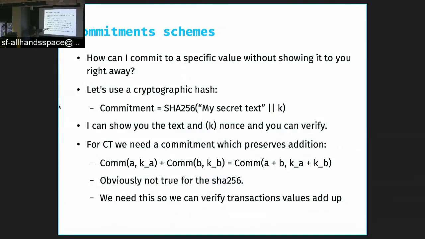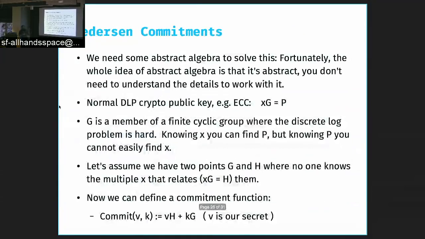For CT, we need a commitment scheme that obeys this property: the commitment of A with its nonce plus the commitment of B with its nonce is equal to the commitment of A plus B with nonce plus nonce. We need that property. You can't get that with a normal hash function. So we introduced a thing called Pedersen commitments, where we use some properties of cyclic groups, like ECC is one of these things.